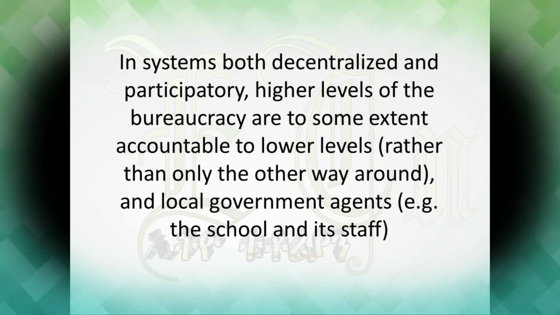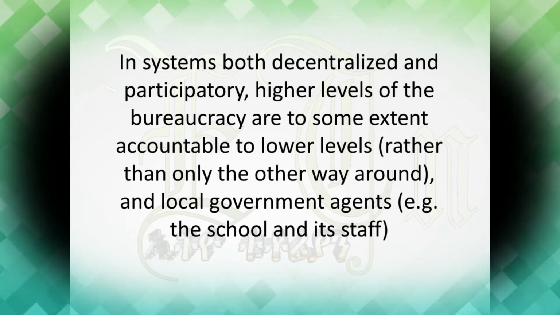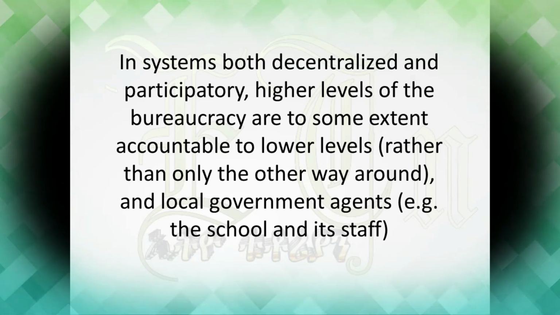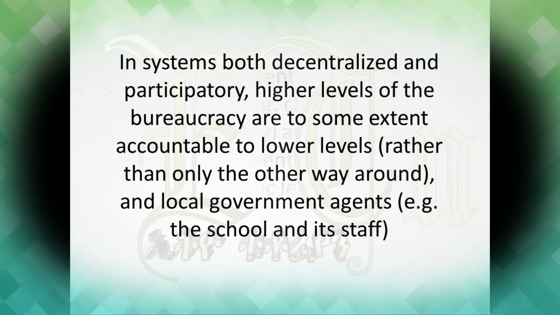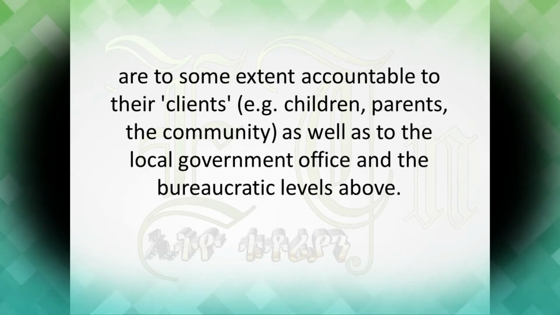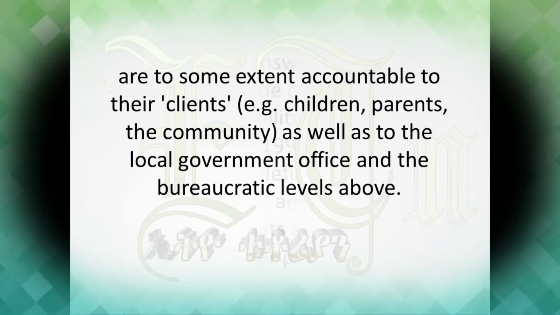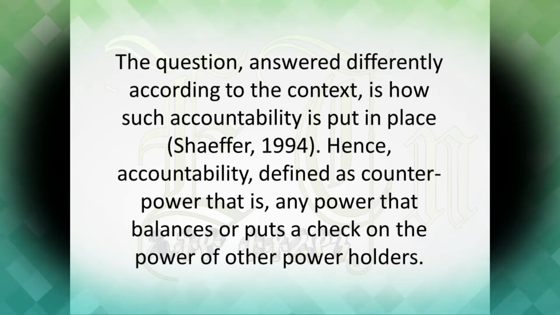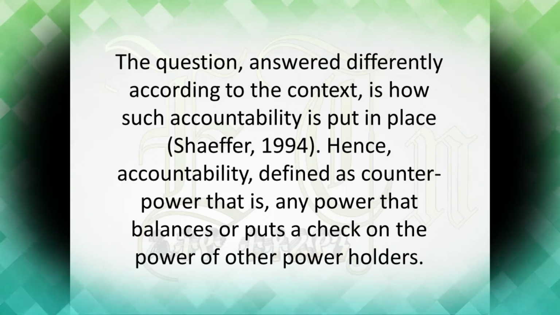In systems both decentralized and participatory, higher levels of the bureaucracy are to some extent accountable to lower levels, rather than only the other way around, and local government agents, for example, the school and its staff, are to some extent accountable to their clients, for example, children, parents, the community, as well as to the local government office and the bureaucratic levels above. The question, answered differently according to the context, is how such accountability is put in place.